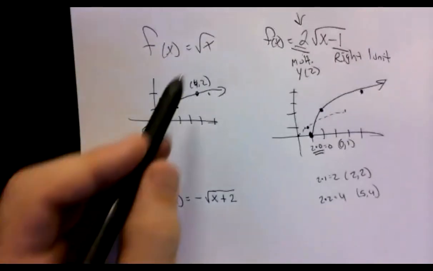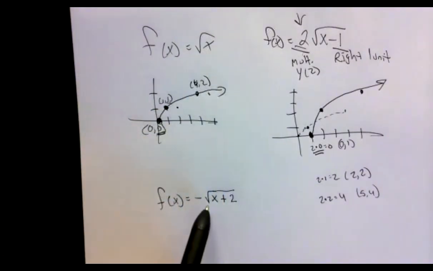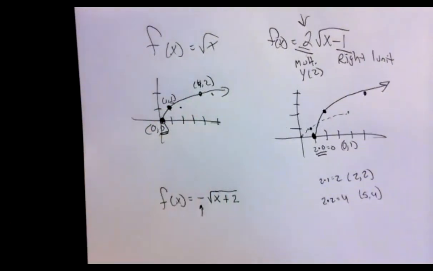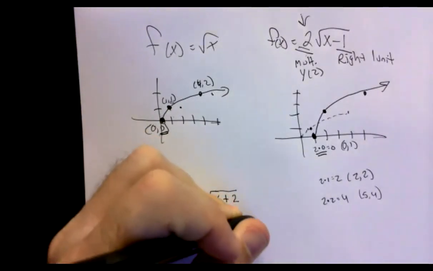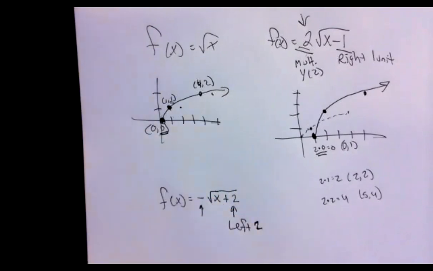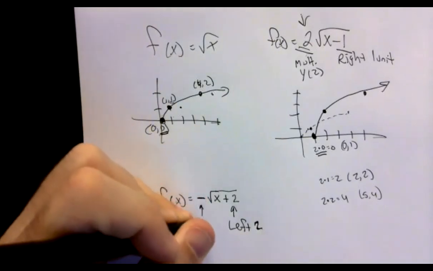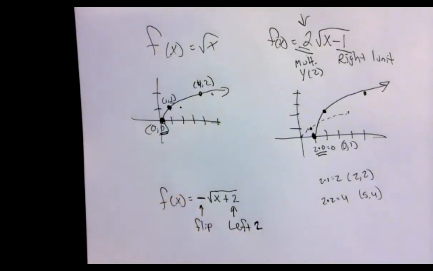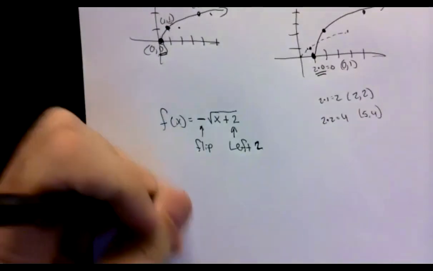So again, initial function, square root of x, looks like this curve right here. We've got this negative, and again, this plus 2 inside of the function. So this plus 2 is going to shift us left 2 units. This negative is actually going to take my graph and flip it over vertically.